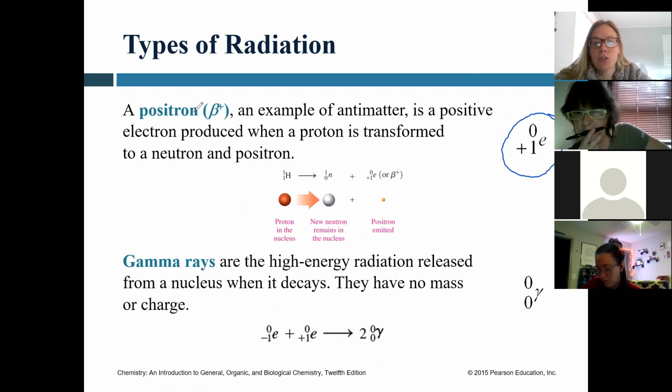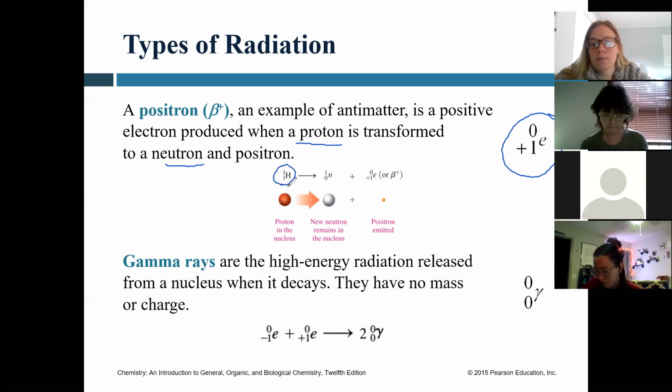How do we get a positron? A positron happens when we take a proton and convert it into a neutron. So if I have a proton here, which is H with a 1 and a 1, and I convert it into a neutron, that means I need to take what was a proton and ditch its charge. I don't want to ditch its mass. I want to keep its mass, but I want to get rid of its charge.